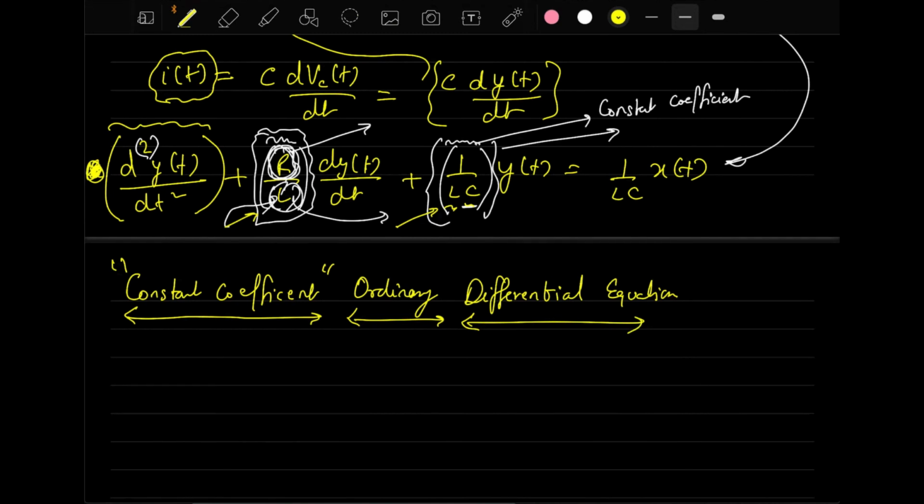So they are all normal derivatives. There are no partial derivatives, so that's why they are also called ordinary differential equations. This is basically the term that we coined for this particular type of differential equation.